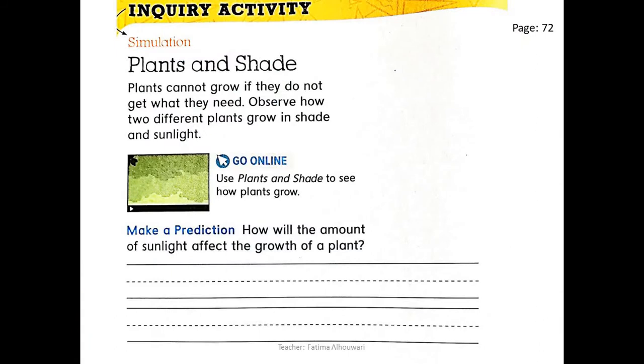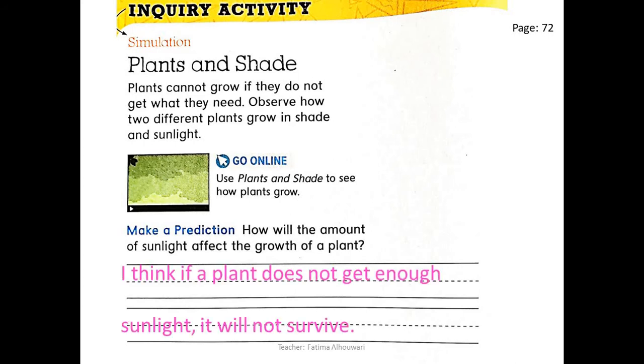Please, grade 1, open your book, page number 72. We have a question to answer here. How will the amount of sunlight affect the growth of a plant? As we said, if a plant does not get enough sunlight, it will not survive or live and grow. Please, grade 1, be sure to write this answer in your book.